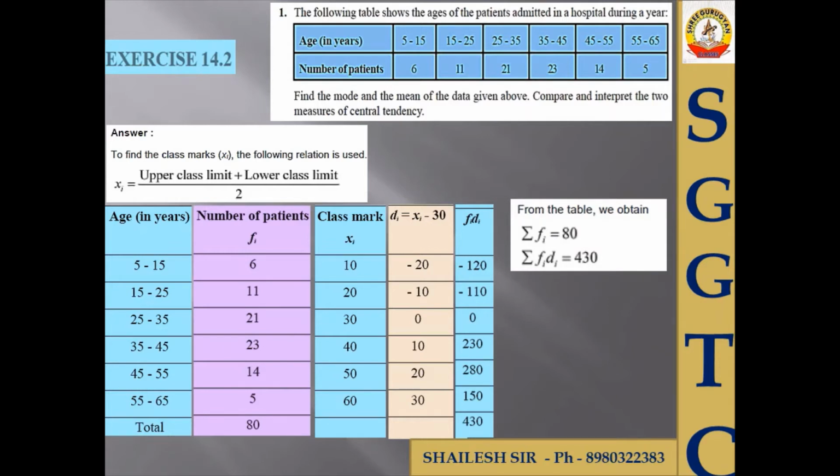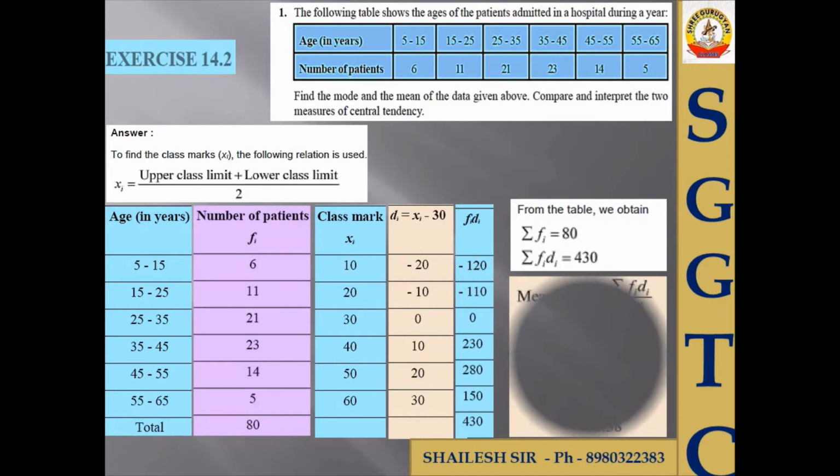fidi means frequency multiplied by di, that is, you multiply the second column and the fourth column. 6 into minus 20 is minus 120. Same way, 11 into minus 10 is minus 110. Similarly, going on, make the total by addition. This addition indicates sigma fidi is 430.